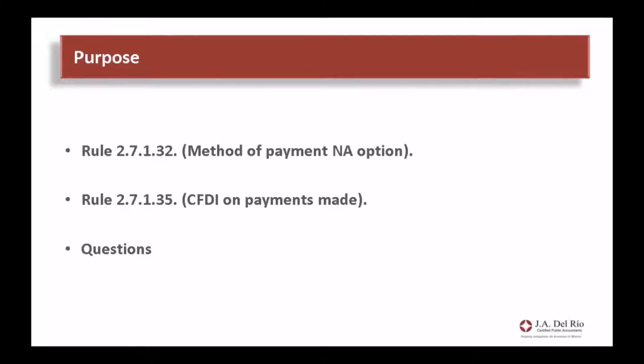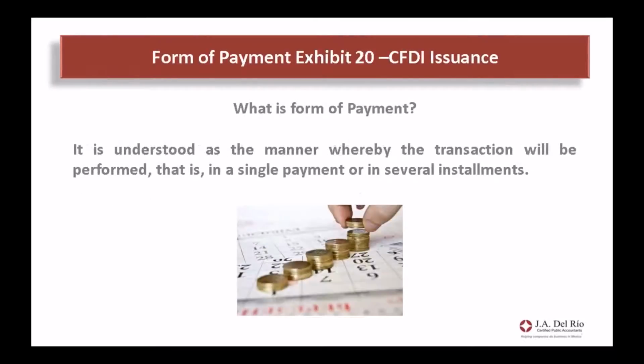So now we are going to start with the subject. We're going to start first with Rule 2.7.132, that, as we just saw, is for method of payment. So first of all, we have to review what the method of payment is. So here we have to look at one of the documents that establishes this requirement, and you will see here that form of payment comes from Exhibit 20.